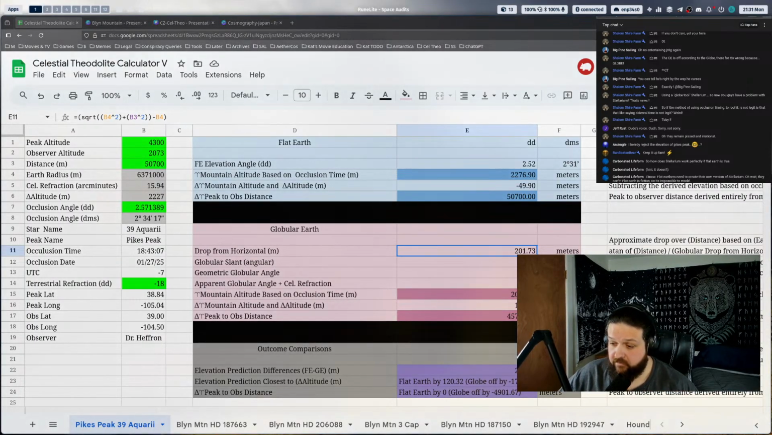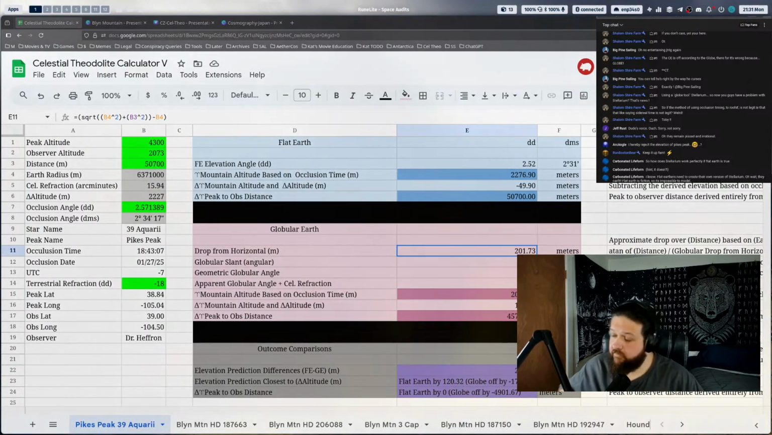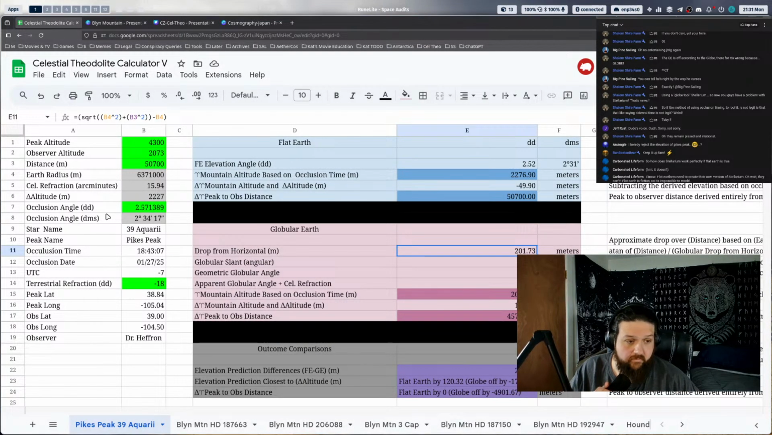So both sides would agree. You guys both agree that the numbers on the left are all accurate. It's the numbers on the right where you guys disagree. Yeah, the numbers on the left are all accurate. The numbers on the right are all accurate.